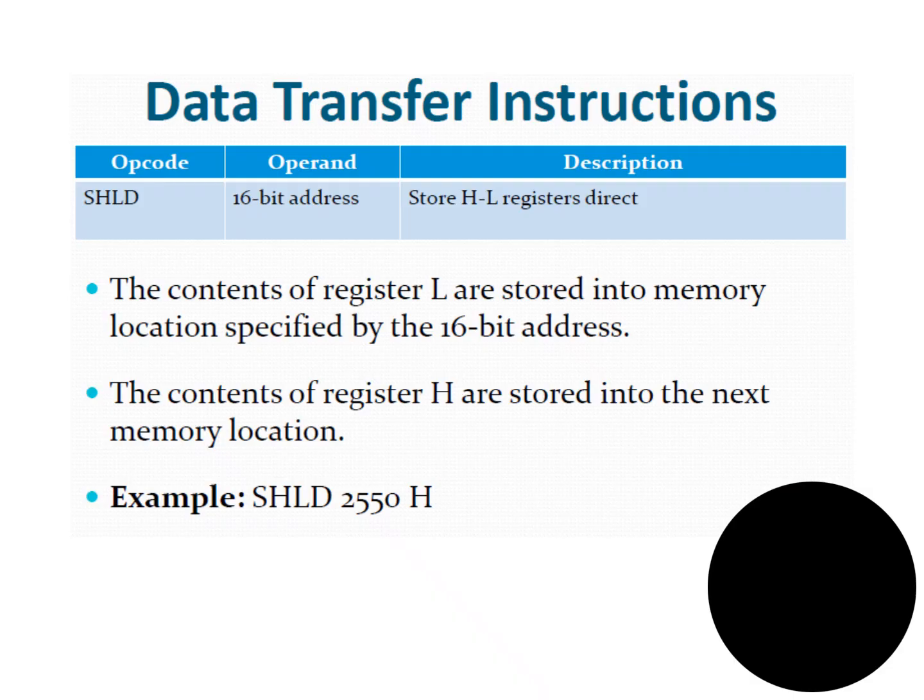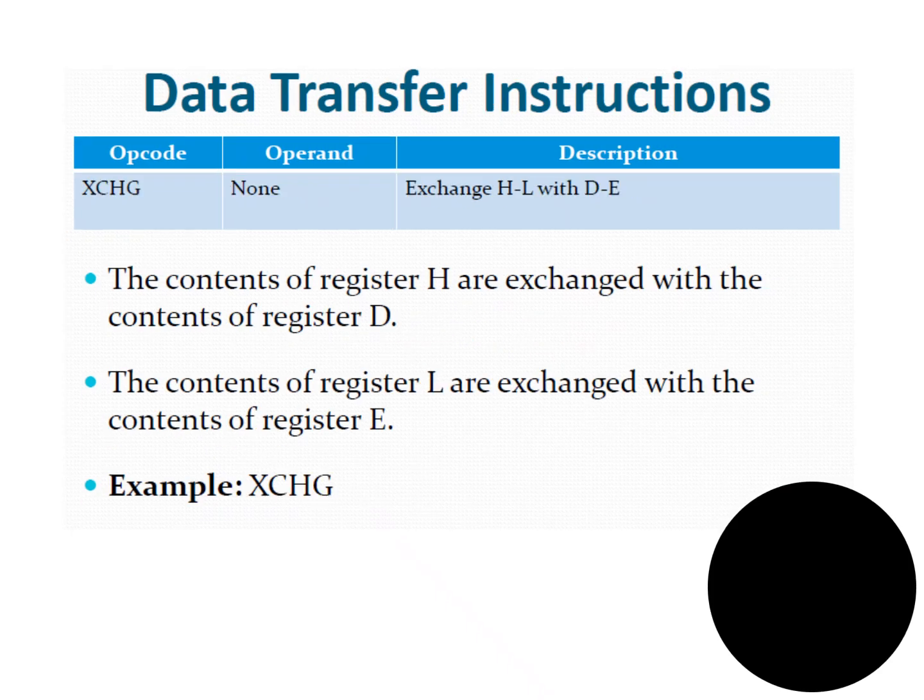And next, SHLD is the same way. Whatever content we have in the L register will be moved to the address mentioned in the instruction. And next, whatever content we have in the H register will be moved to the next successive memory location. So these are the loading and storing operations executed by the 8085 microprocessor. Again, you have another set of data transfer instructions, the exchange instructions.